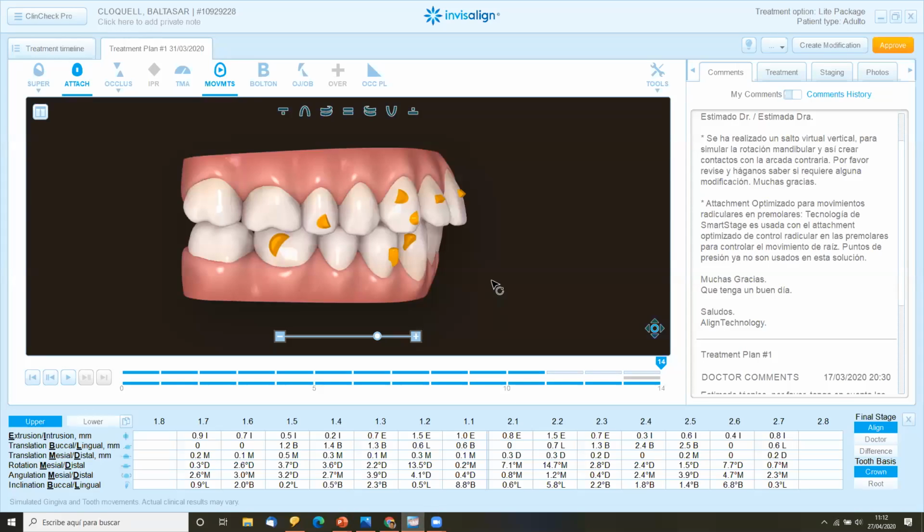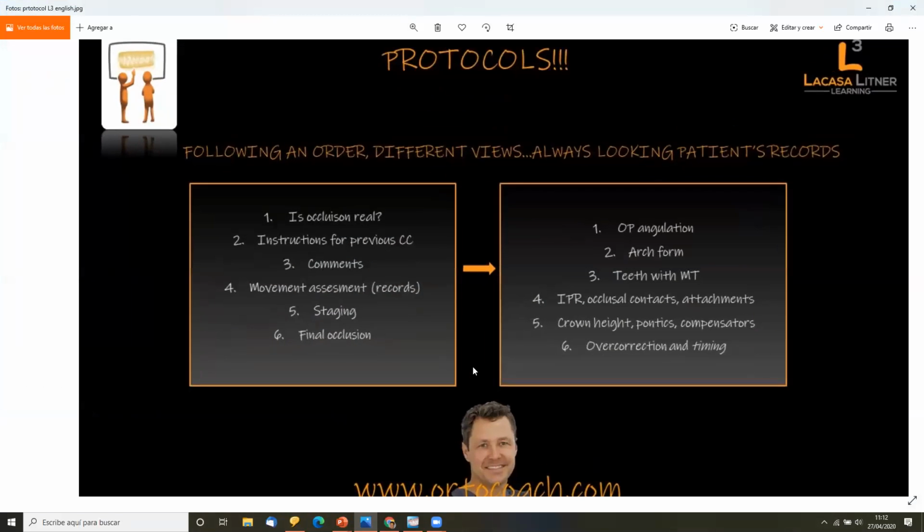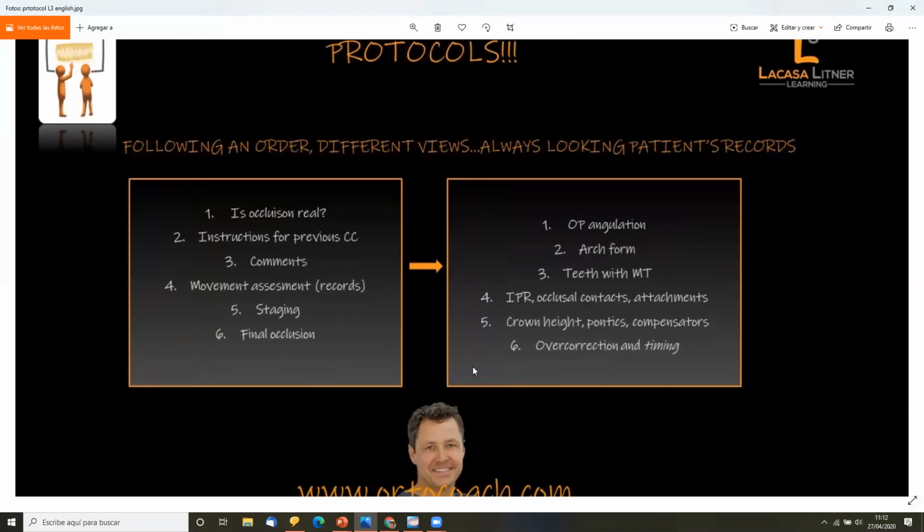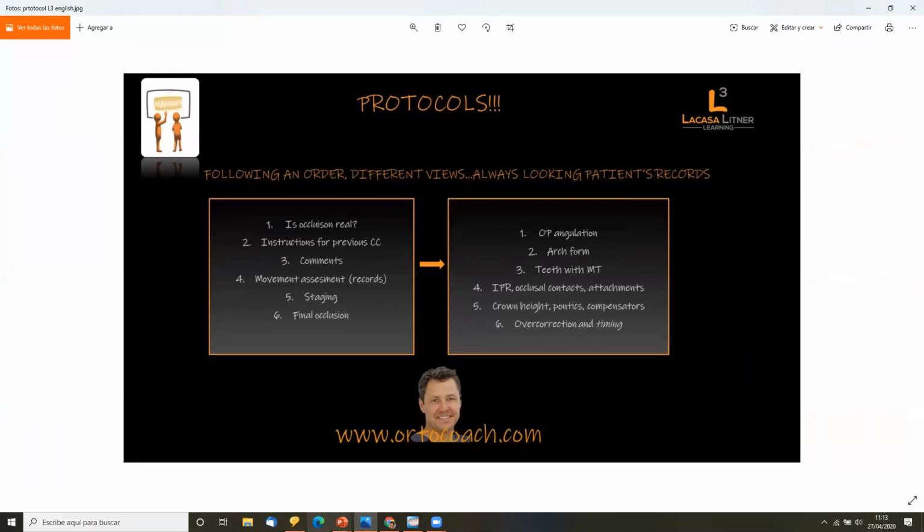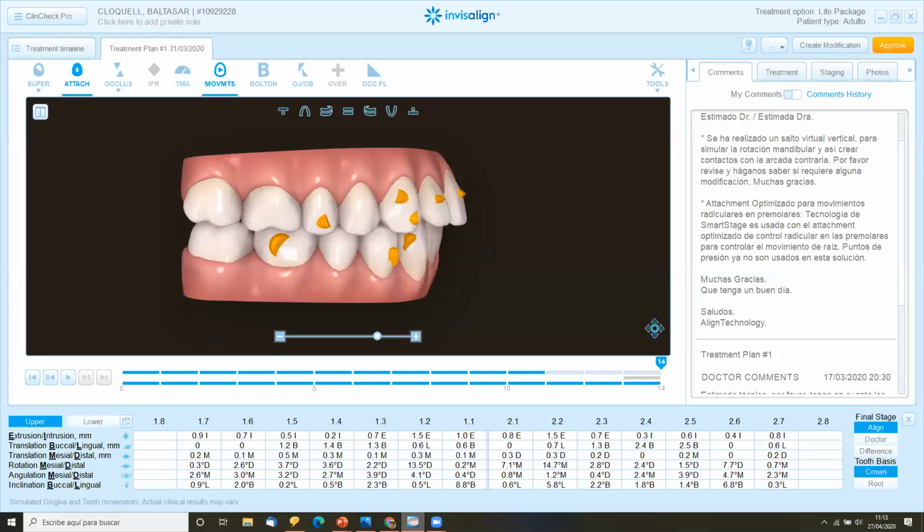Here we have the Clincheck, and we are going to apply the protocol, okay? Remember, always applying protocols. The protocol that we are going to apply is this one, and it's my personal evolution of Manuel Roman Academy's protocol. It's a bit concentrated: instead of 10 points, I'm applying those 6 points that you are seeing on your screens, okay? Oh, sorry for this mistake. Occlusion real.